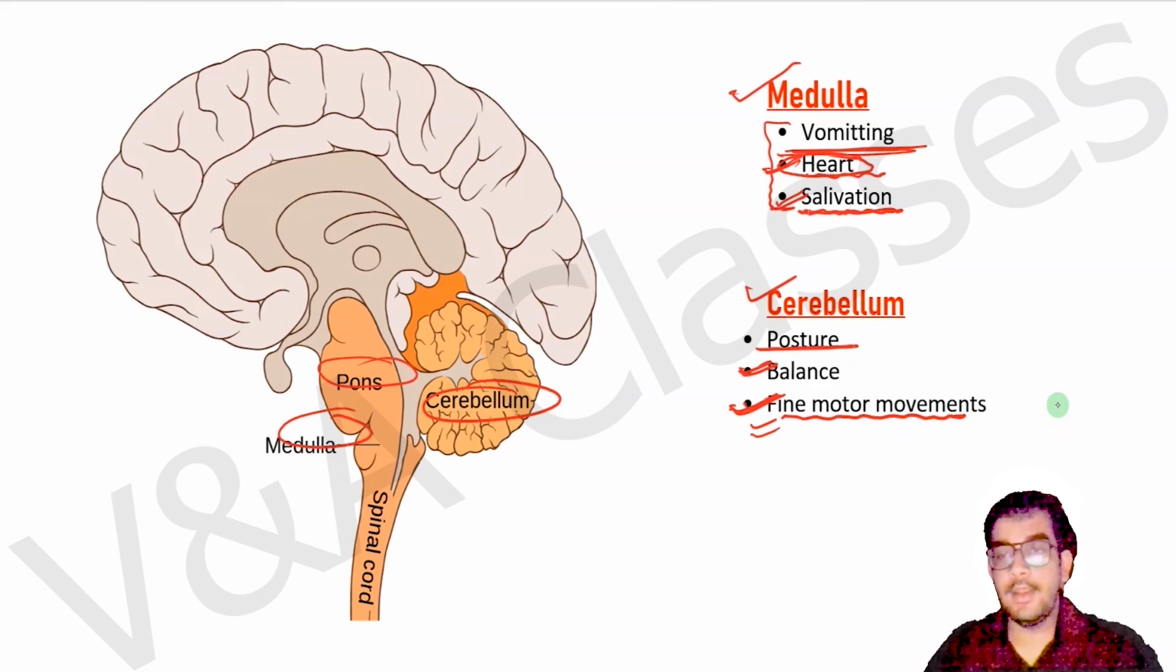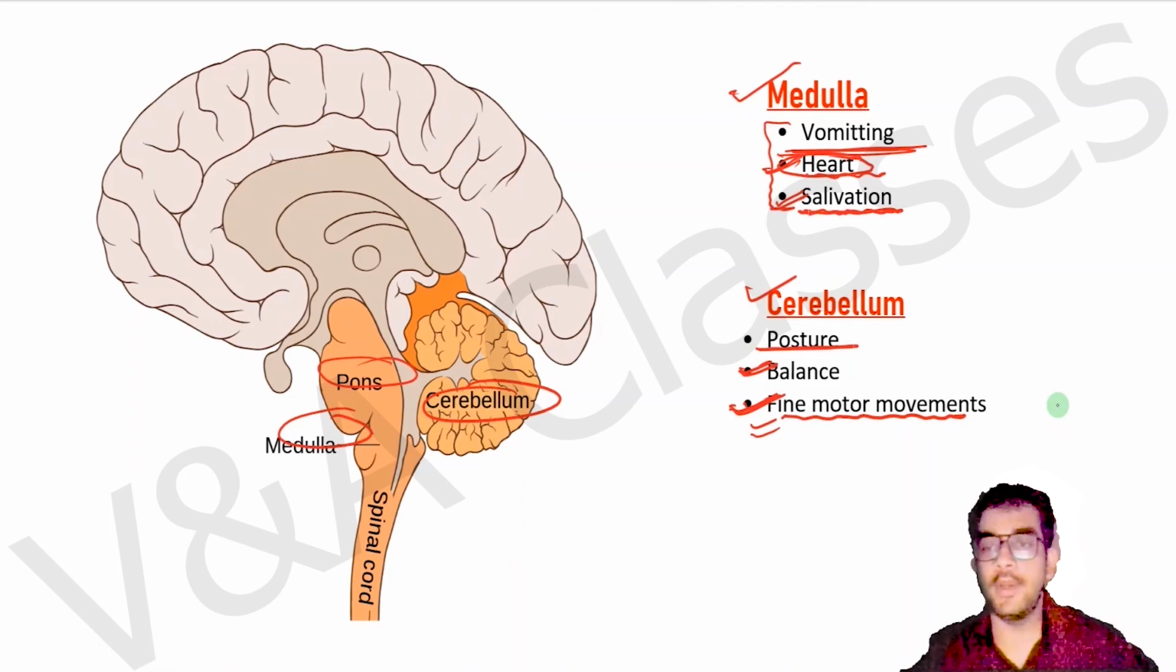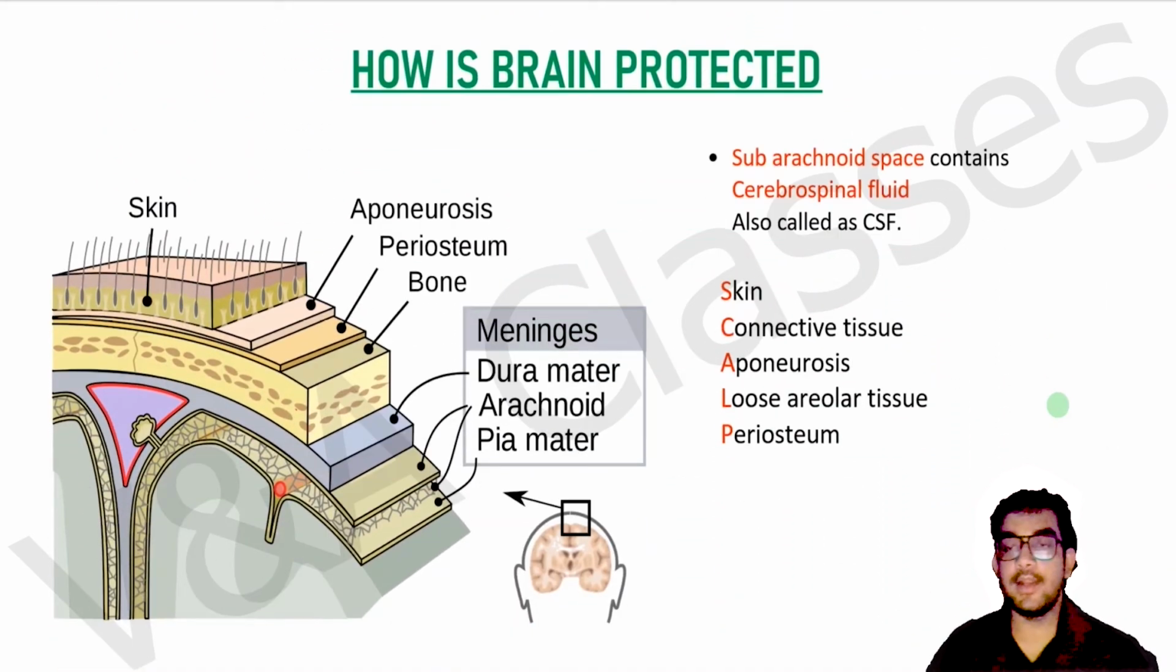Now let's see how our human brain is protected. Since it is such an important organ, it's very necessary for the brain to have a protection. Okay, so there are many layers of protection for a human brain, and you can remember all the layers with the mnemonic SCALP. So what are these layers?